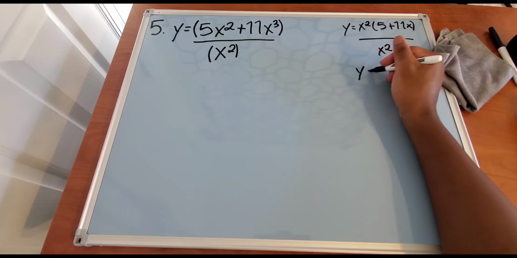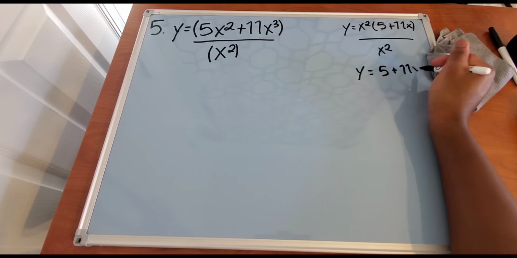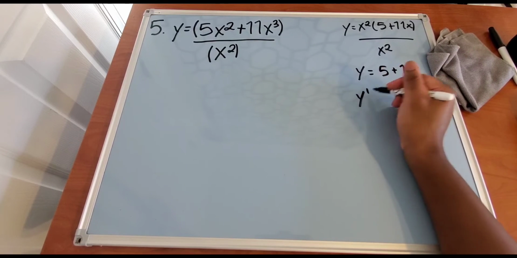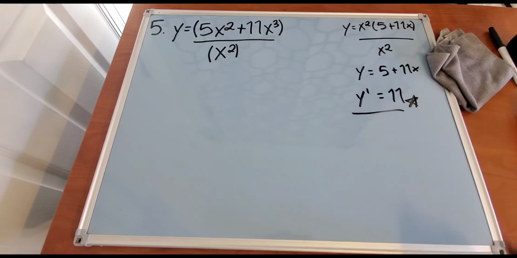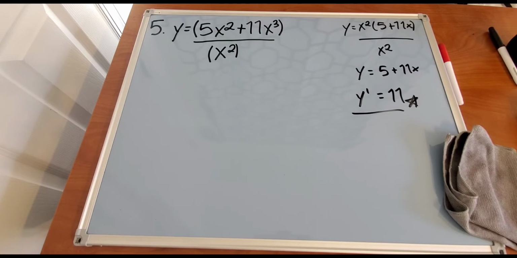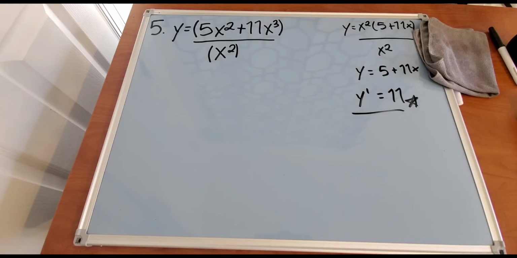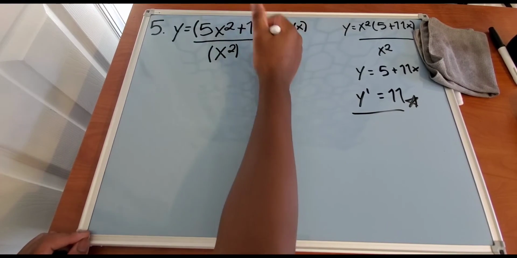So y is equal to 5 plus 11x, which means that using the power rule, y prime is equal to 11. So you can do that if you want to. If you want to test, that's probably the fastest way to go about doing it. Since I'm practicing quotient rule, I'm actually going to use the quotient rule on it and just show you that you get the same answer. So this is our numerator, and x squared is our denominator.